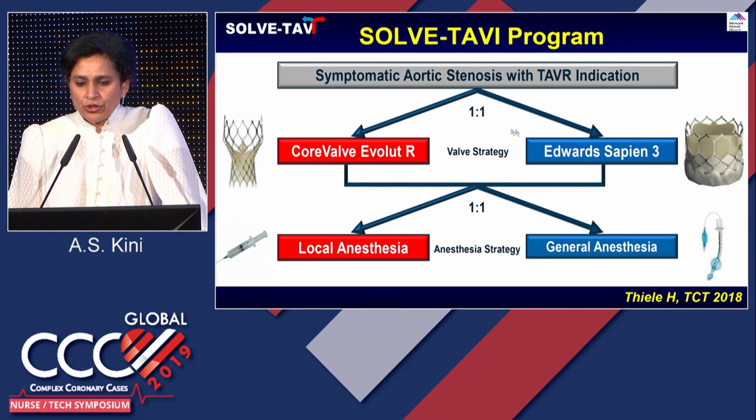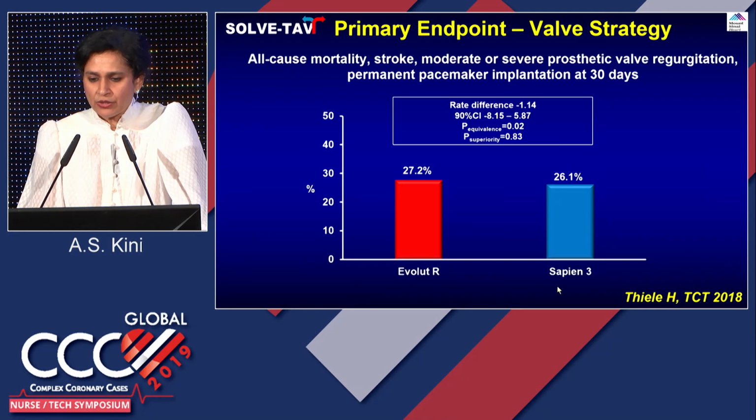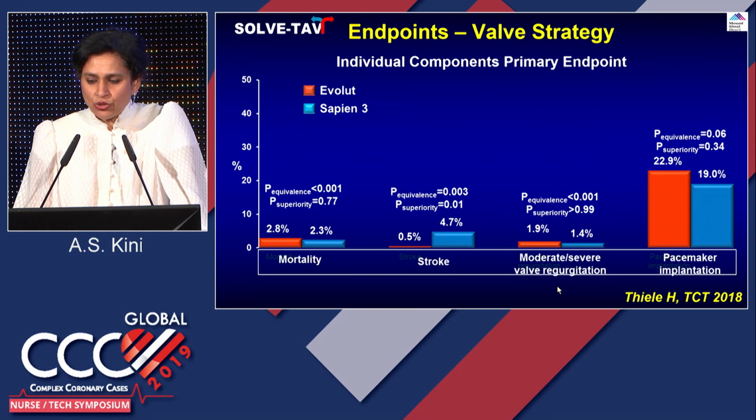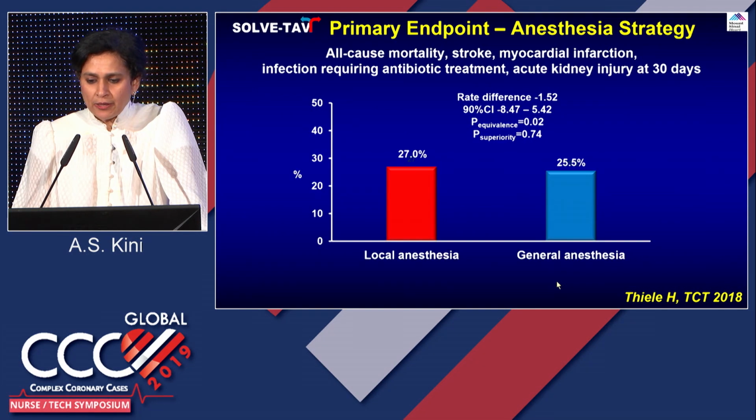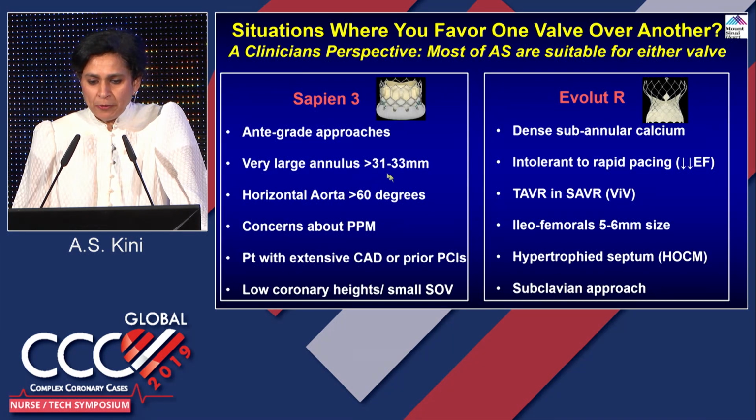Now, SOLVE-TAVR is the same. Symptomatic aortic stenosis, whether you go for CoreValve versus SAPIEN valve, and then they're randomized again for general anesthesia versus local anesthesia. No difference whatsoever except for pacemaker implantation in this patient. So this is where I think we can say, where would you favor one valve over another valve?